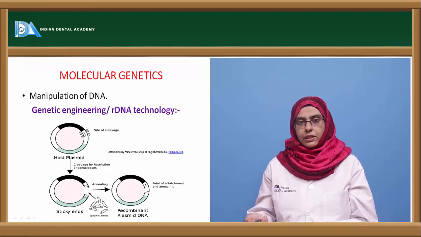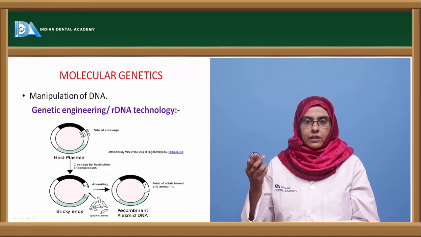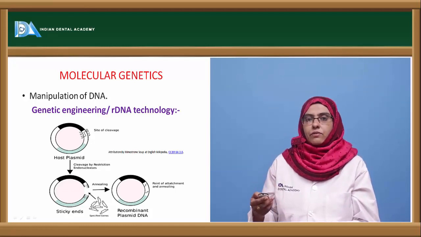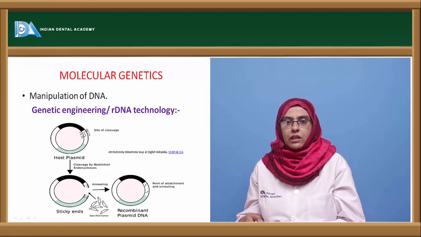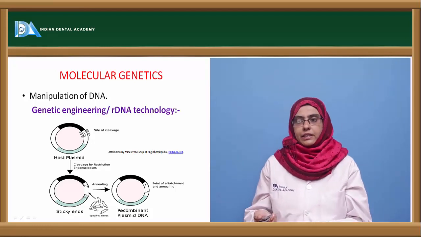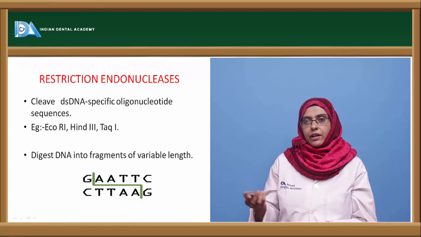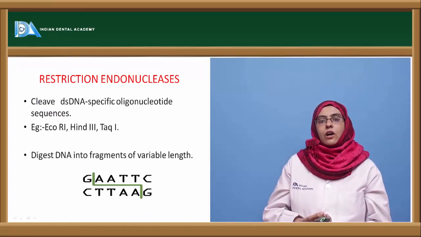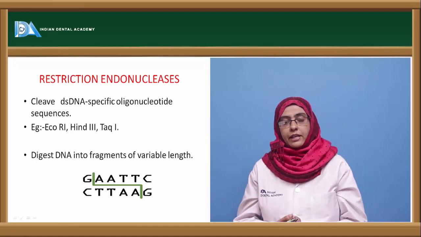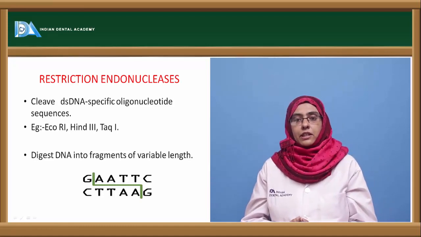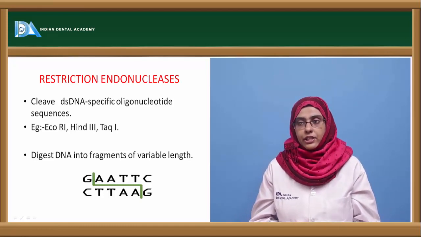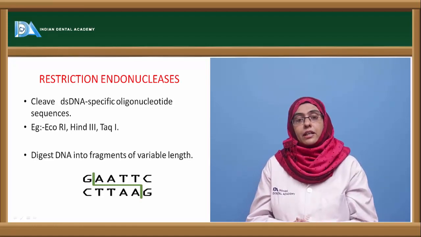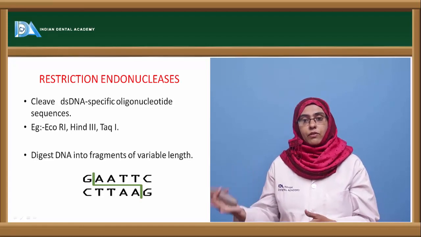So first the step is isolate, then cut it with the help of restriction endonuclease, integrate into the vector to form a recombinant DNA, and transform into the host cell, that is the bacterial cell, and ultimately amplify or produce your product. One of the important discoveries that helps us know about molecular biology is the identification of restriction endonuclease. These enzymes are usually produced in bacteria to protect themselves from foreign DNA.